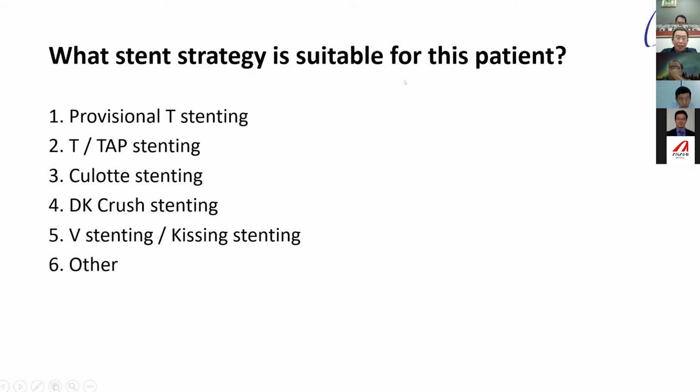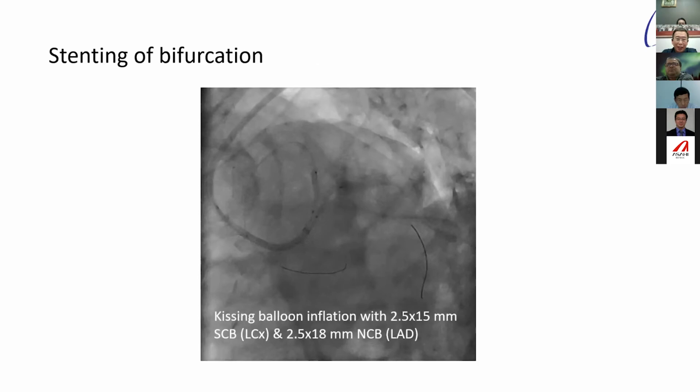I think that the two-stent technique in this case is mandatory because we have a lot of calcified plaque inside both LAD and circumflex. But the way to do the complex two-stent techniques is not viable in case that we have no real left main stump. So I choose to do the V-stent or kissing stent technique.